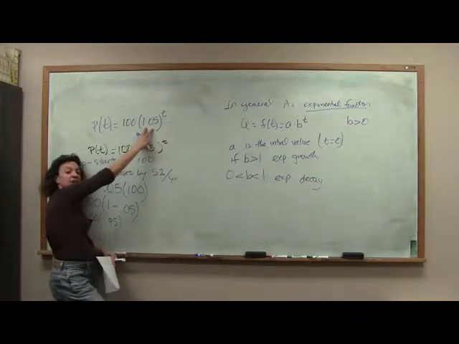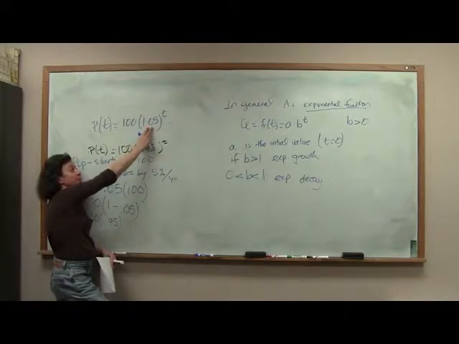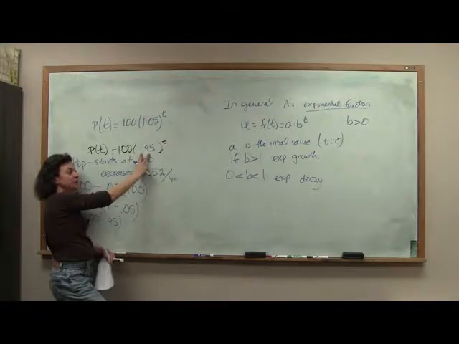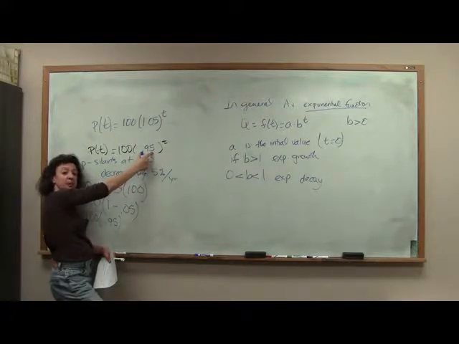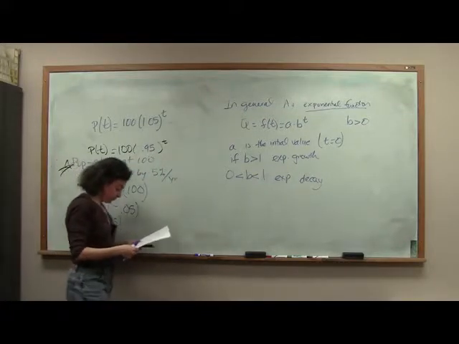Notice when our population was growing, our base was greater than 1. And when our population was getting smaller or decaying, my base here, b, is between 0 and 1. Okay?